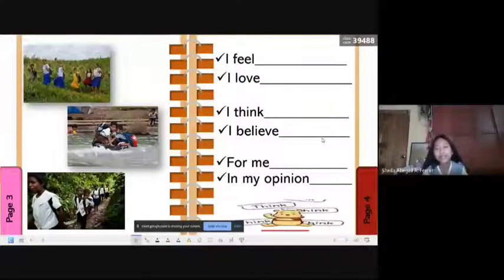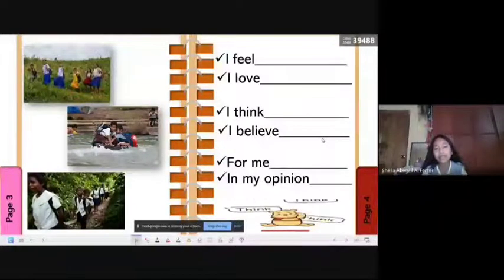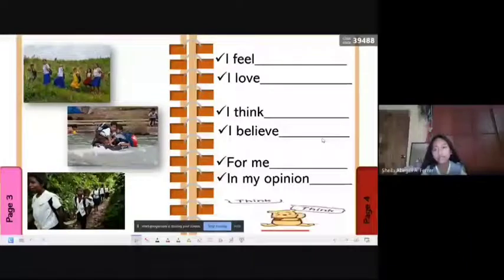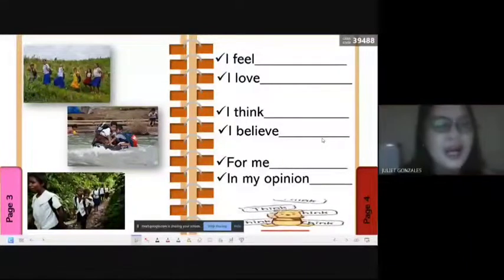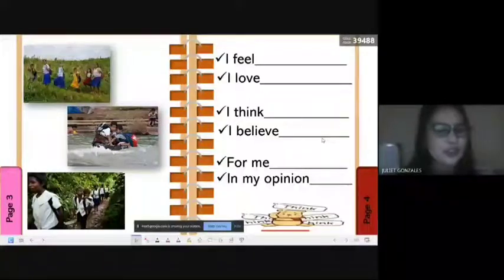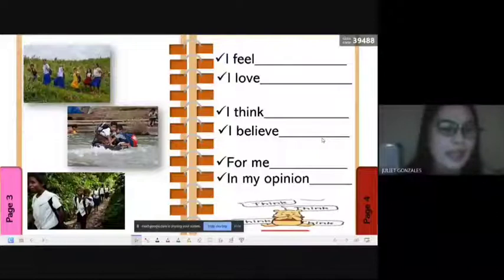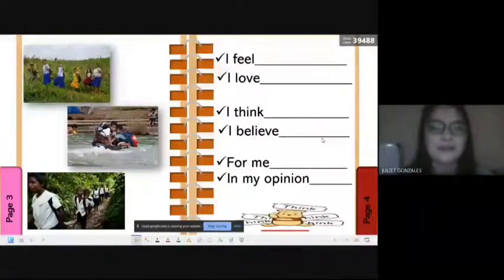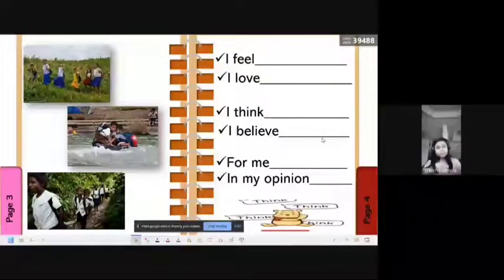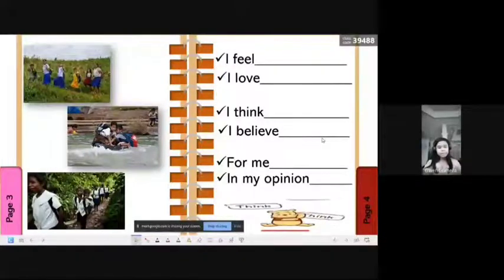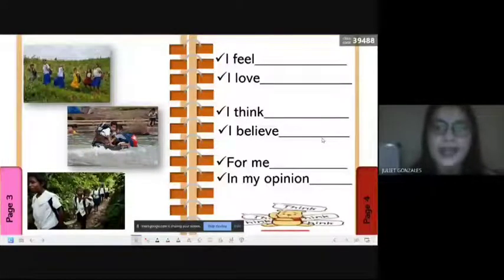In my opinion, these kids had a really bright future because they did their best just to go to school. Wow, amazing answer, Abby. What have you noticed with the introductory phrases used by you when you stated your answers? What do they convey? Yes, Gwen. This phrase introduces an opinion, ma'am. Okay, that is exactly the answer.